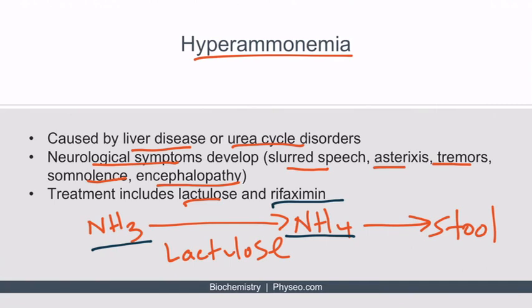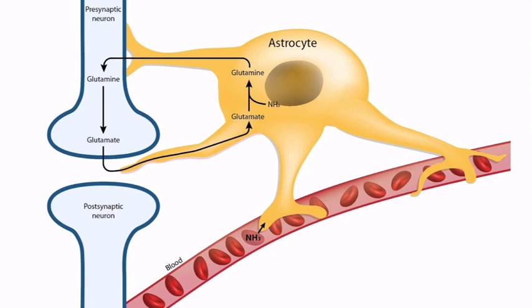Okay, let's discuss how hyperammonemia can cause neurological symptoms. This is a figure of the glutamate-glutamine cycle, which can be found in section 17 of Metabolism. Normally, glutamine in the presynaptic neuron, right here, is converted into glutamate. Glutamate is an excitatory neurotransmitter that enters the synaptic cleft and stimulates the postsynaptic neuron. The nearby astrocytes, which you can see right here, normally recycle glutamate. You can see glutamate entering the astrocyte right here. From here, it's converted into glutamine, which can then be used again for neurotransmission.